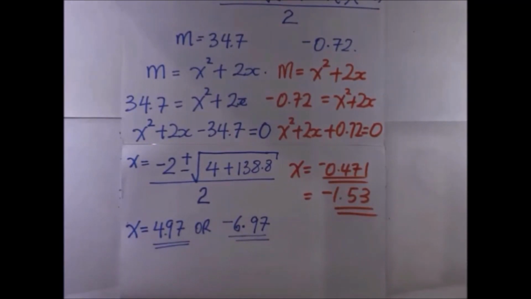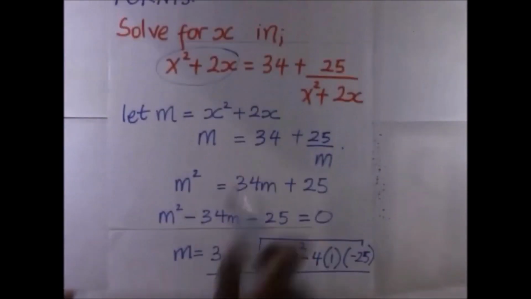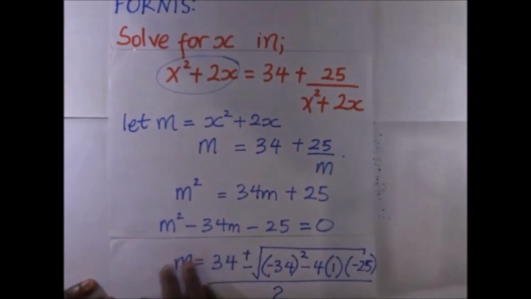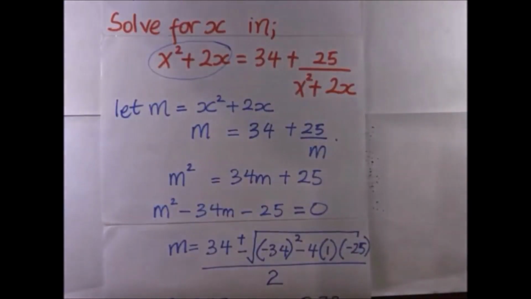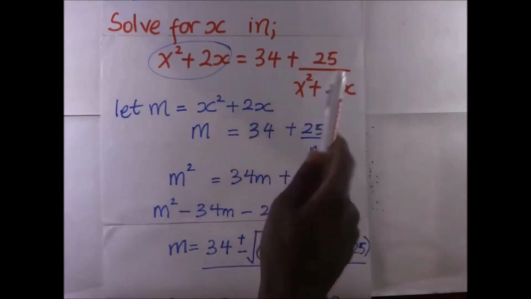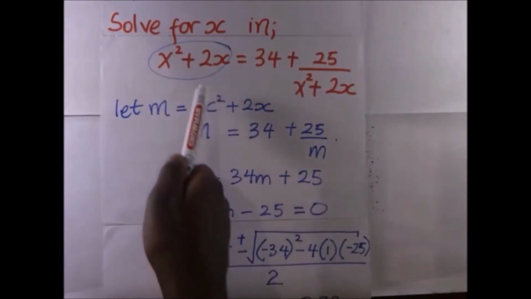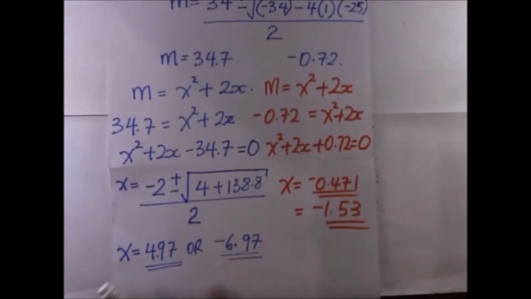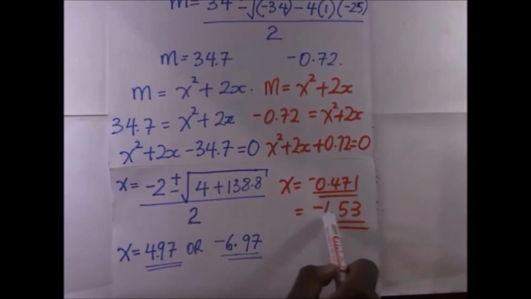So meaning that for this expression, to answer this question, the values of x that are satisfying this equation are the ones that we've gotten down here, which are 4.97, negative 6.97, negative 1.53, and negative 0.471.